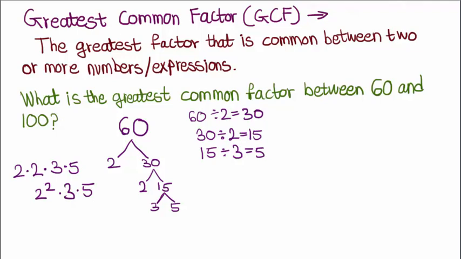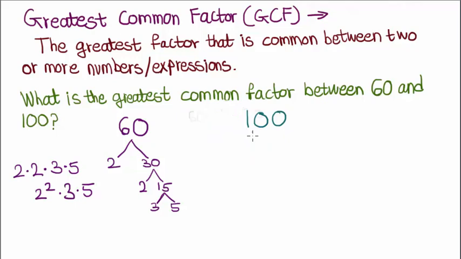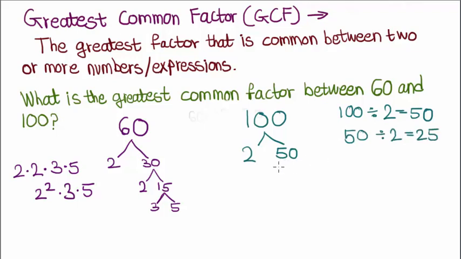Let's now do the prime factorization for the number 100. I know that the smallest prime factor for the number 100 is the number 2. Now I break apart 100 into two branches. On one branch I have the number 2, and on the other branch I have the number 50. The smallest prime factor for the number 50 is again the number 2. Now I break apart 50 into two branches, and on one branch I have the number 2, and on the other branch I have the number 25.